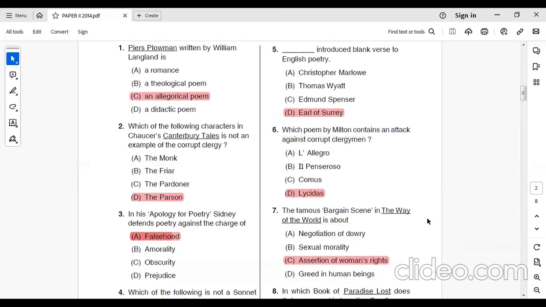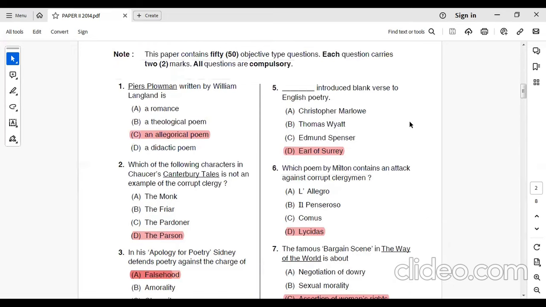Now we are moving to question number five. Who introduced blank verse to English poetry? The Earl of Surrey. Henry Howard, the Earl of Surrey, introduced blank verse to England in the 16th century with his translation of Virgil's Aeneid. And Christopher Marlowe and William Shakespeare transformed this blank verse into the characteristic medium of Elizabethan and Jacobean drama.